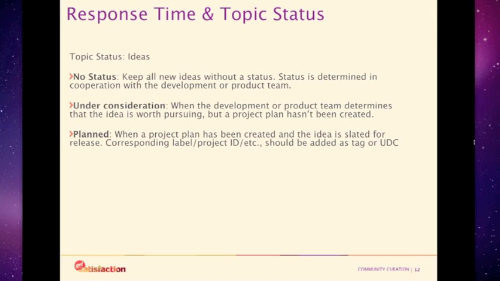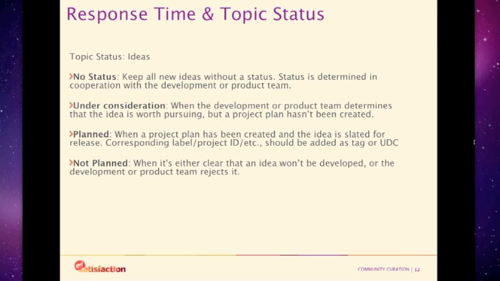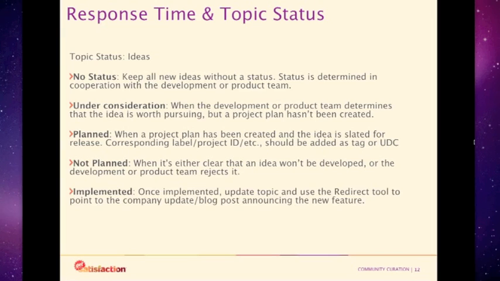Corresponding label or project ID, etc., should be added as a tag or as a UDC, user-defined code. When it's either clear that an idea won't be developed, or the development team or product team rejects it outright, set it to not planned. Once implemented, update the topic and use the redirect tool to point to a company update topic or a blog post announcing the new feature.